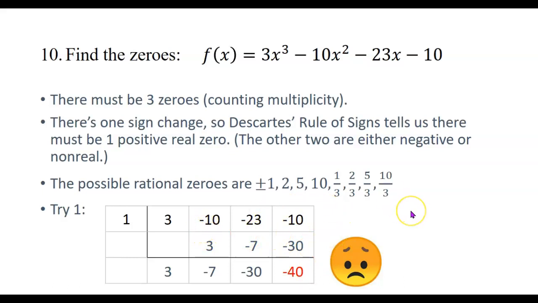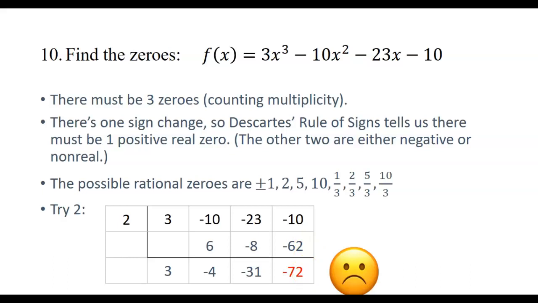Oh well, there's still plenty of other things we can try. Let's try 2. Putting the 2 out in front, bring down the 3. 2 times 3 is 6. Negative 10 plus 6 is negative 4. 2 times negative 4 is negative 8. Add negative 23 plus negative 8 to get negative 31. 2 times negative 31 is negative 62. Negative 10 plus negative 62 is negative 72. And fail. 2 is not a zero.